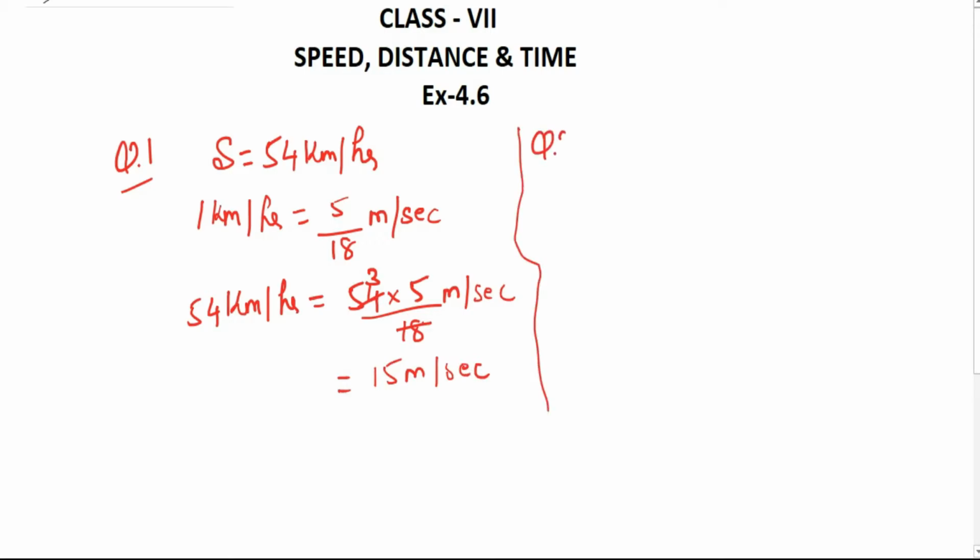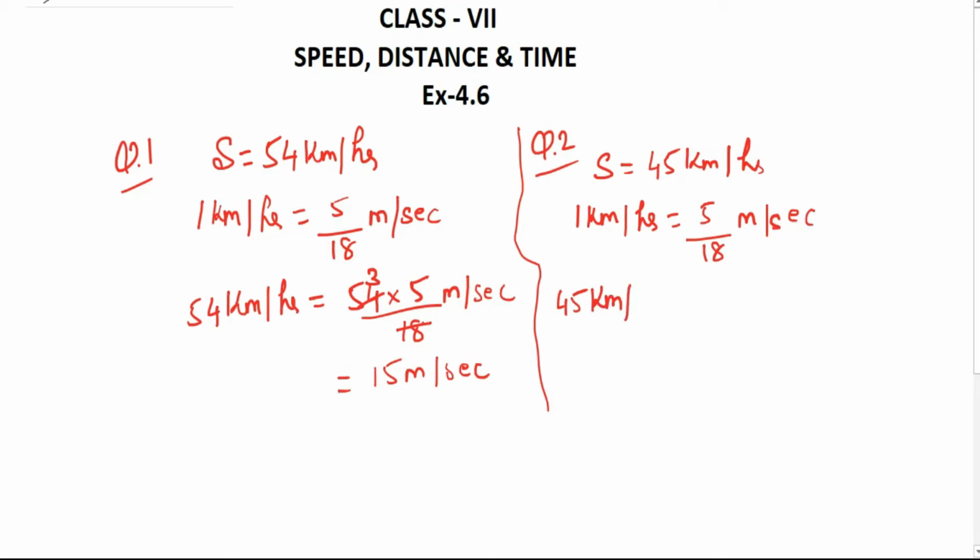Question number 2 is also in a similar way. The speed is given to us as 45 kilometer per hour and the question is asking you to convert this into meter per second. Again you know that 1 kilometer per hour is equal to 5 by 18 meter per second. So we need to convert 45 kilometer per hour. That will be equal to 45 into 5 by 18 meter per second.